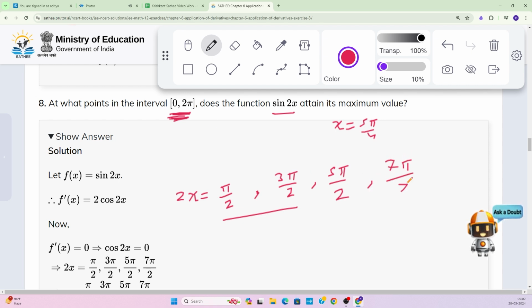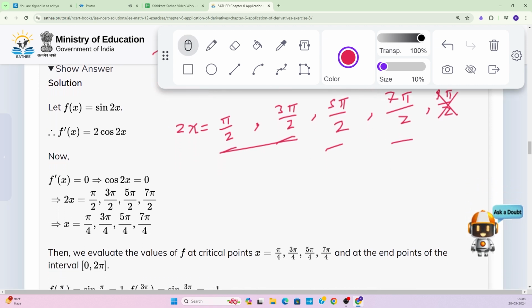What about 7 pi by 2? 2x is 7 pi by 2. This means x will be 7 pi by 4. Does 7 pi by 4 belong? Yes. What about 9 pi by 2? Then x will become 9 pi by 4. Does 9 pi by 4 belong to this interval? No. So these are the 4 possible candidates for the critical values, and also the endpoints. Clear? Okay, now let us move next.